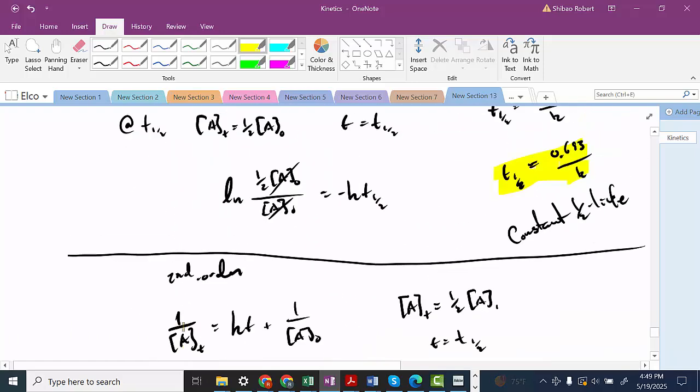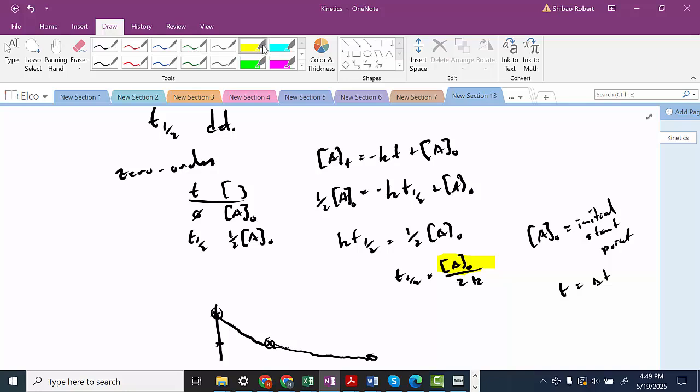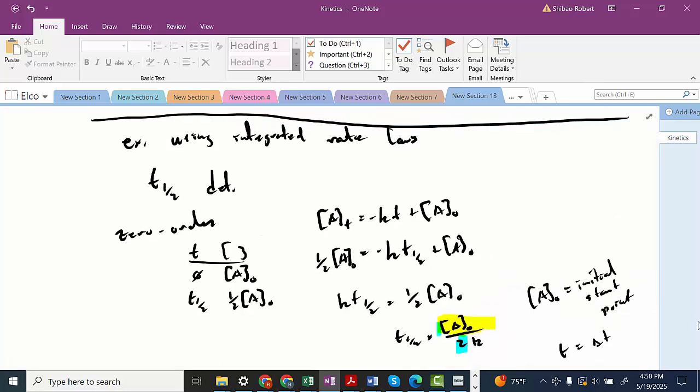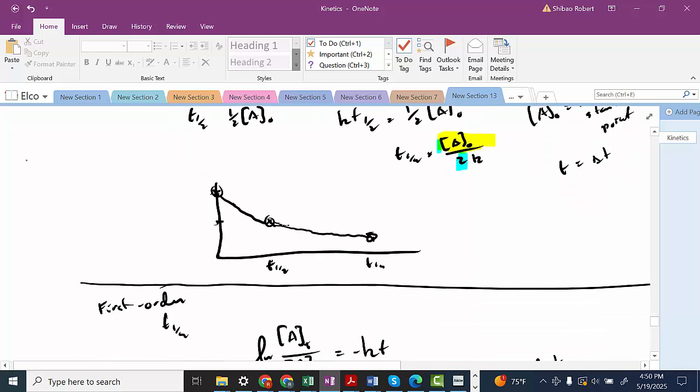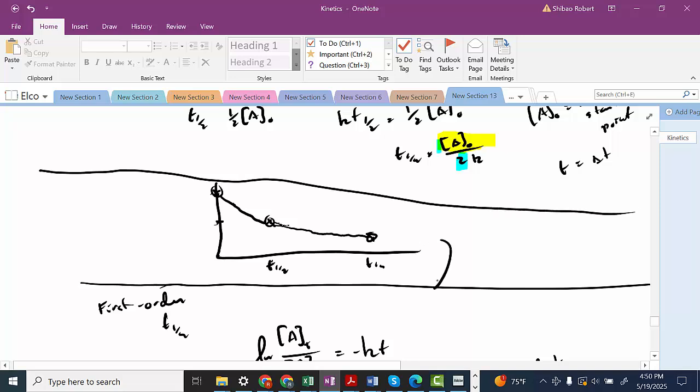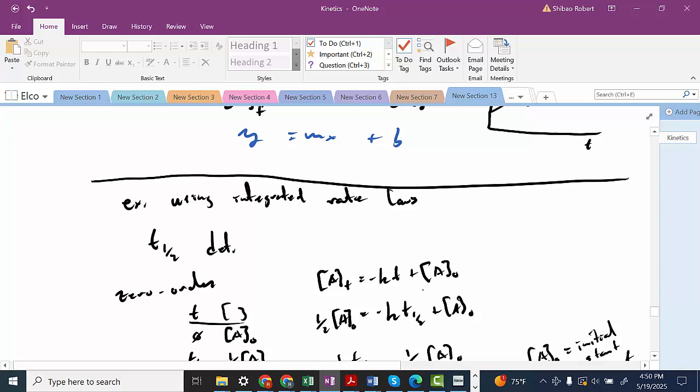So essentially, this is what happens in zero order. The half-life gets cut by 1/2 each successive time. So the half-life gets shorter and shorter. Let's take a look at these. This is not a zero order curve here. This is a first order curve. This one belongs down here. This is first order. A zero order curve is a straight line.